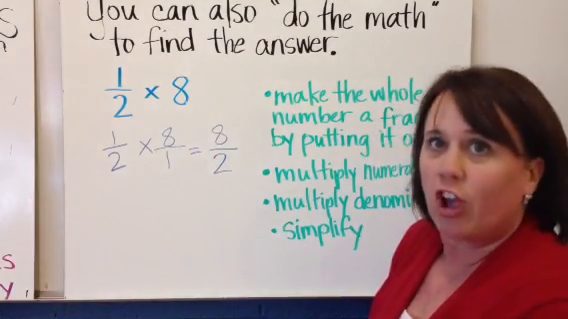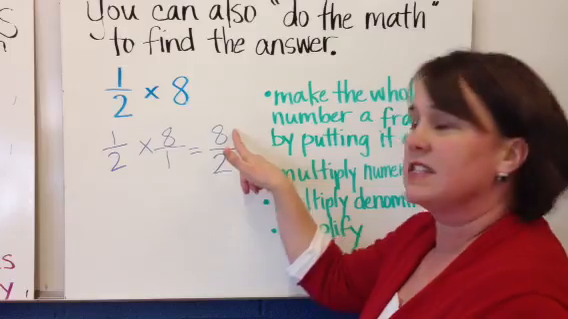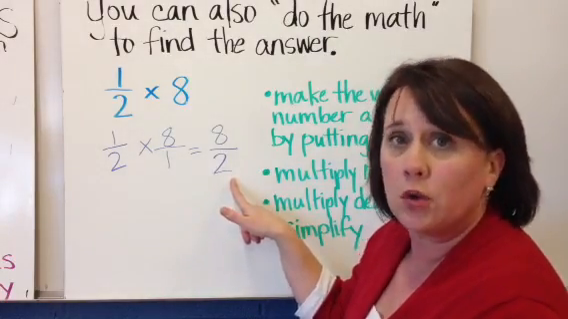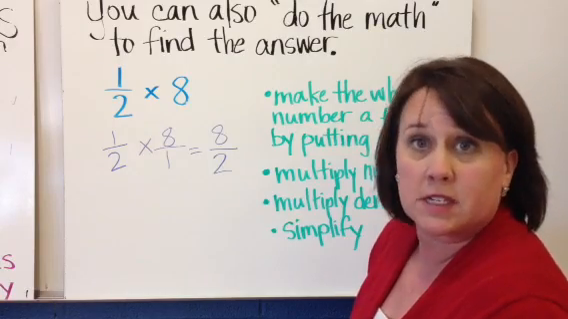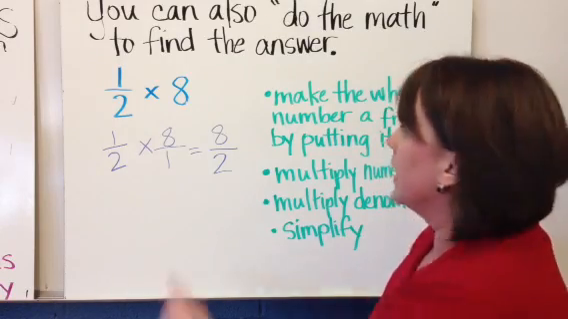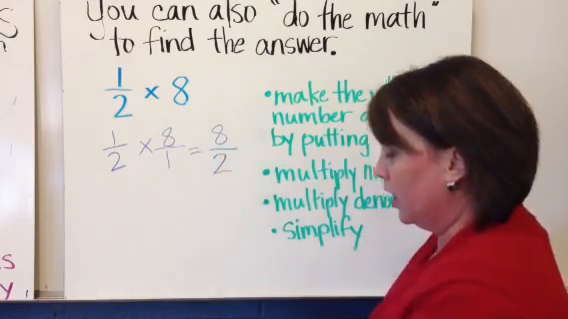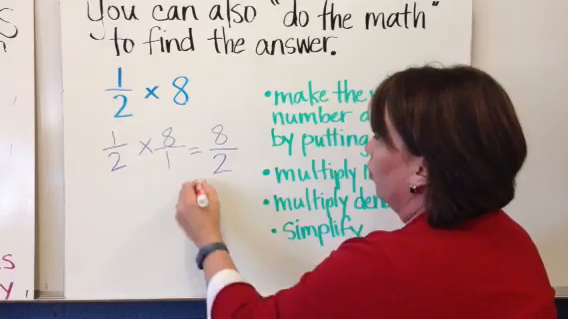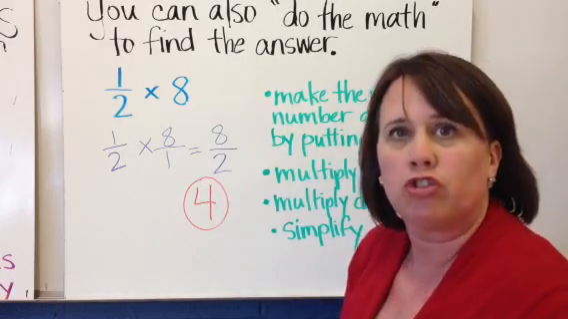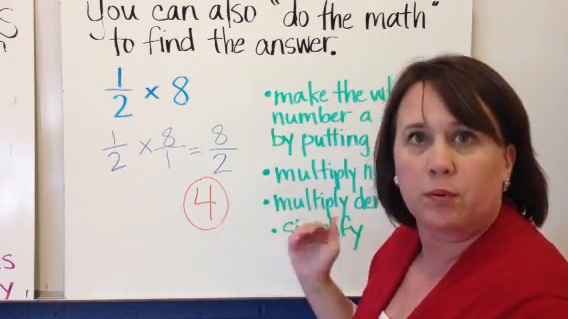When I'm finished, I check to see if this is in simplest form. And I notice that this is an improper fraction, so I need to change it to a mixed number, or in this case, 8 divided by 2. 2 goes into 8 4 whole times. So 1/2 of 8 is 4, just like we saw on the board prior to this one.